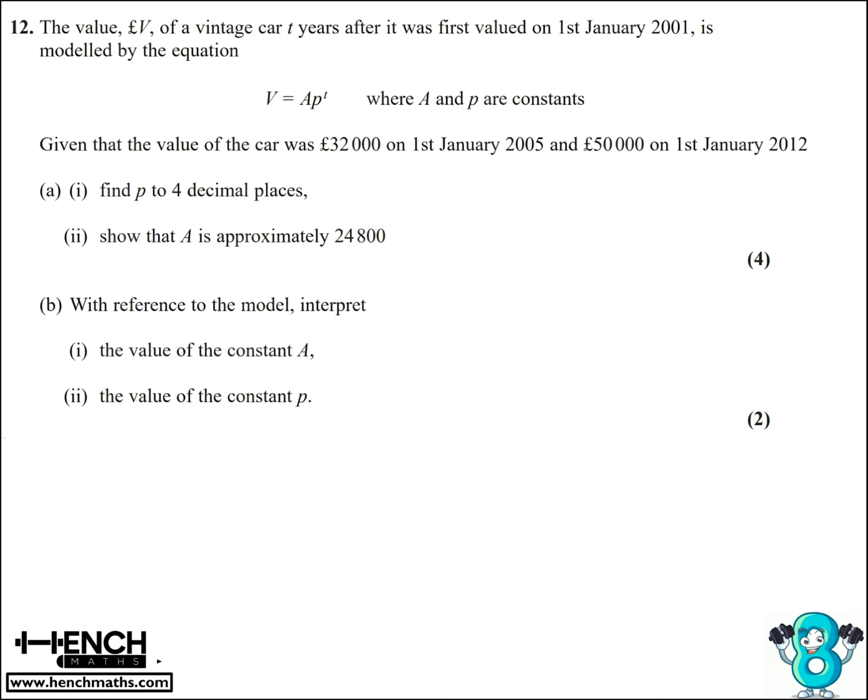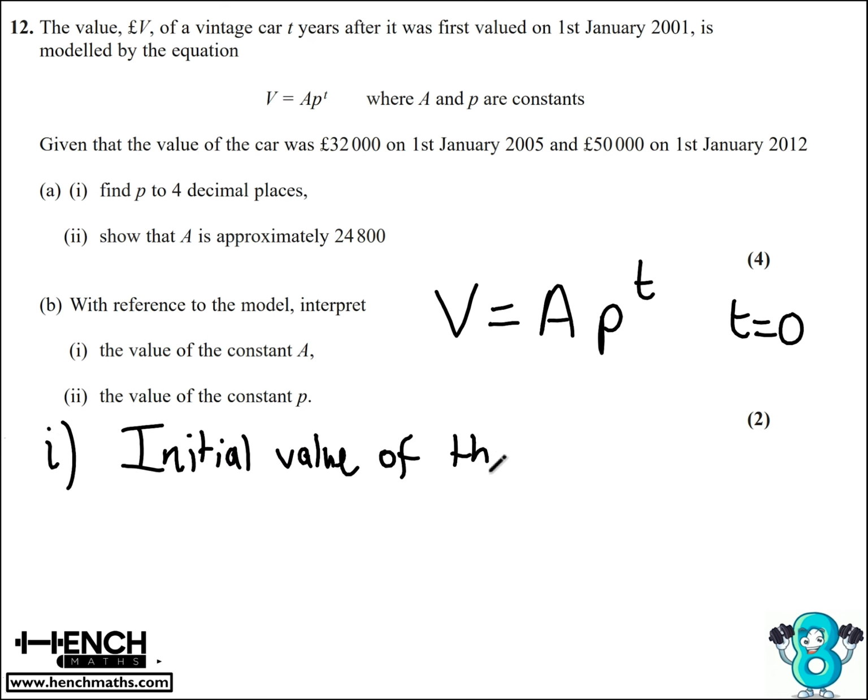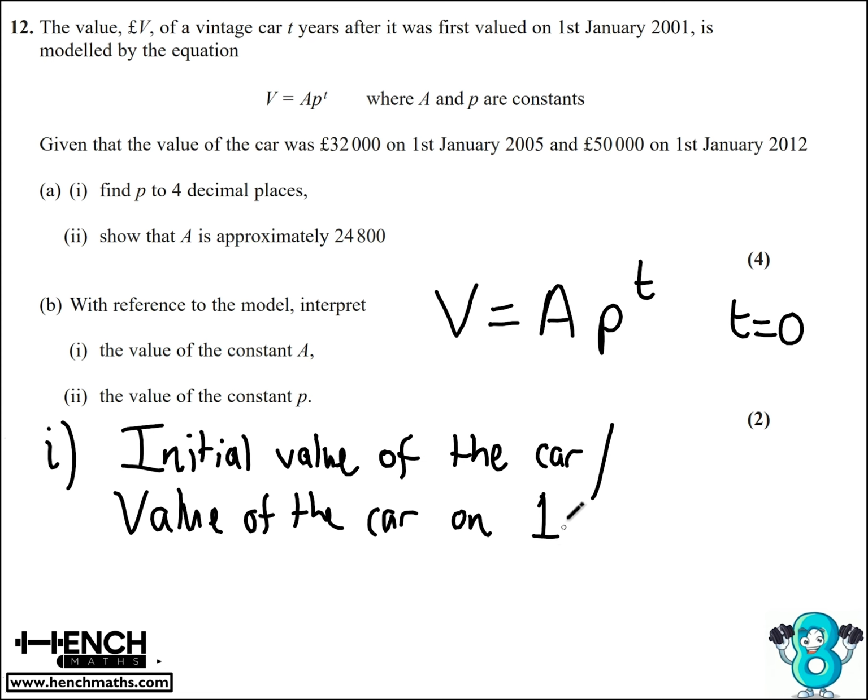Part B, with reference to the model, interpret the value of the constant A. So we look to our model, V equals A P to the power of T. So if T was equal to 0, P to the power of 0 would just be 1, so V would just be A. So effectively A is the value of the car at T is 0. So for part I, it's the initial value of the car. Or you could say the value of the car on 1st of January 2001.